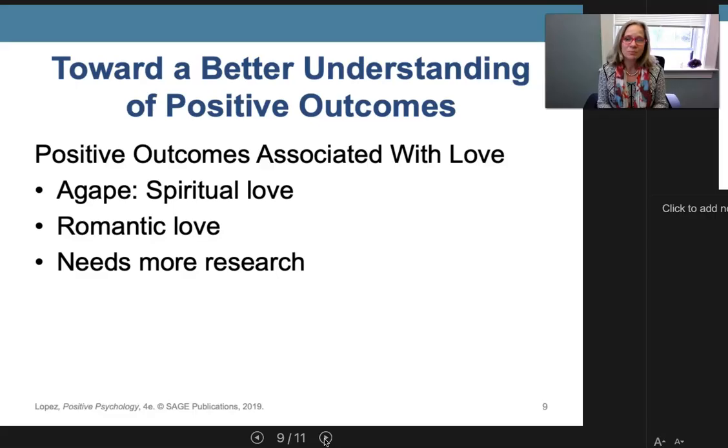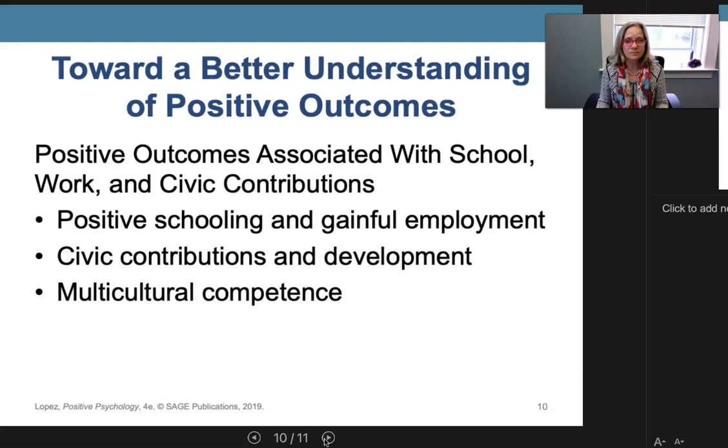And as we move towards a better understanding of positive outcomes, we want to think of those associated with love, some of these big realms in our life. Agape is spiritual love, love we might have for God. Romantic or eros love, so that quickening of pulse and excitement. These areas need some more research as we think about these positive outcomes.